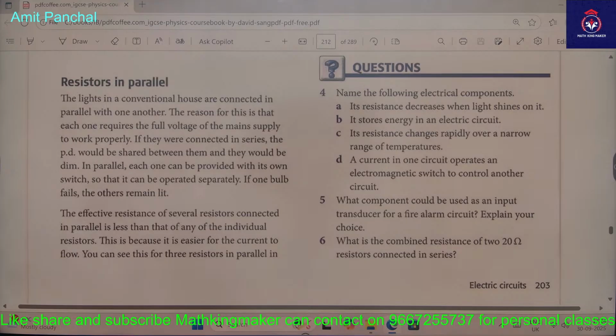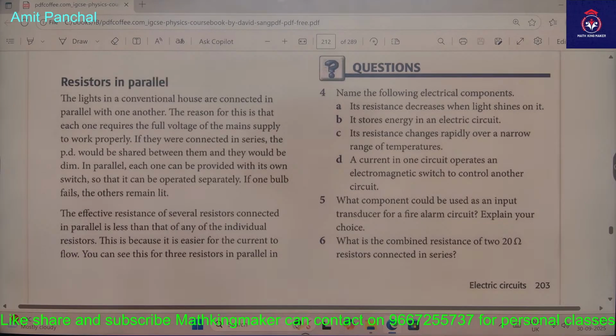Sir, doesn't this need a component which could be used? What component could be used as an input transducer for a fire alarm circuit? Explain your choice. So that may be some kind of diode. That will detect smoke. That is a diode.